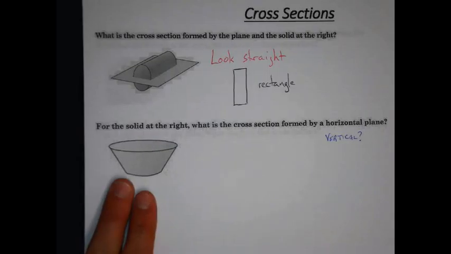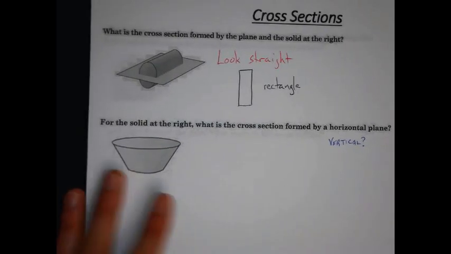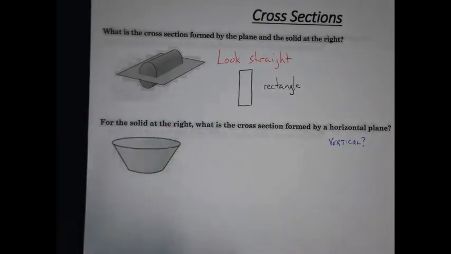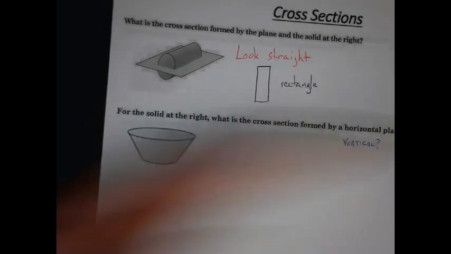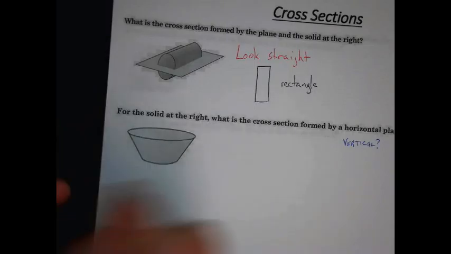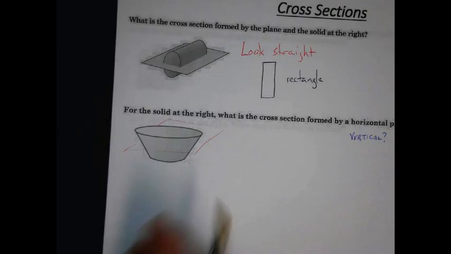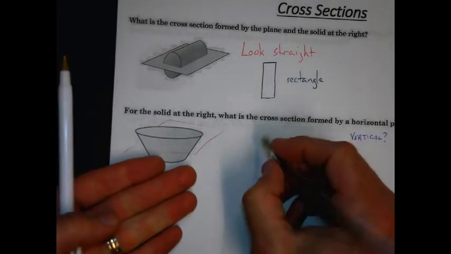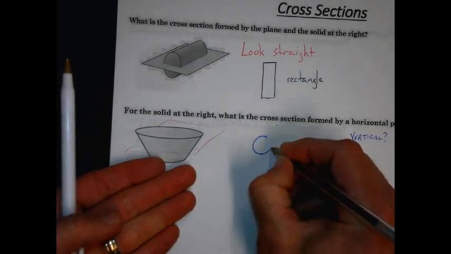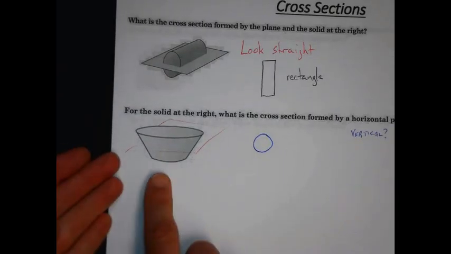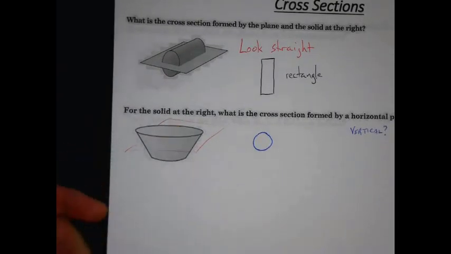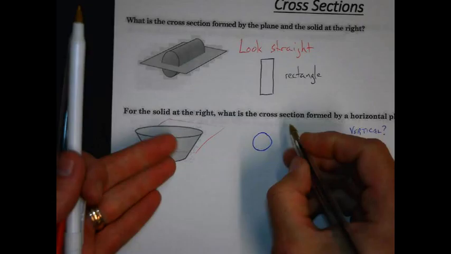Now what about this funky bowl looking thing? It's like a bowl here, right? So we have a solid at the right. What's the cross-section formed by a horizontal plane? So horizontal, if we were to cut this horizontally, and we imagine there's a horizontal plane going through it, what would it make? And hopefully you can visualize the fact that when we look straight down at that cut, it's going to make a circle. Okay, somewhere between the size of the circle that makes the base and the top. Okay, so the horizontal plane would be a circle.